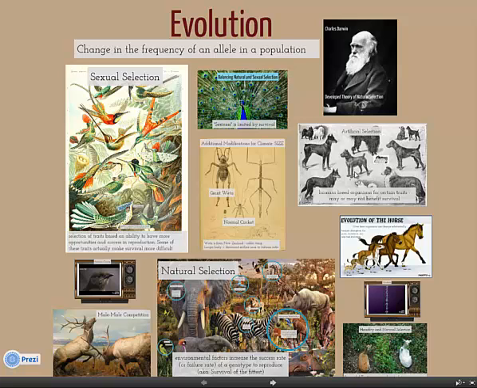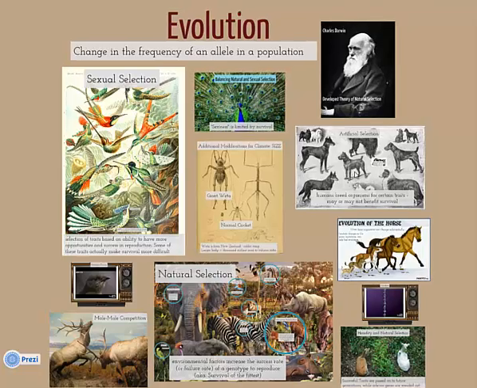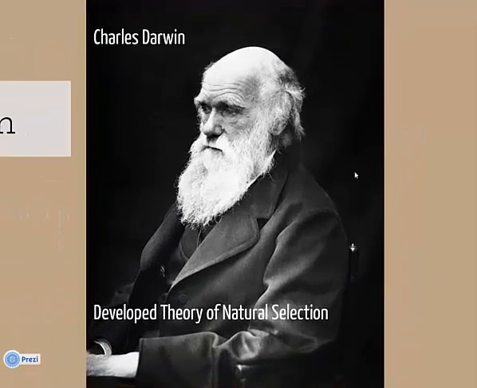So, today we're going to talk about evolution, and evolution is a change in the frequency of an allele in a population. Now, remember that an allele is a version of a gene, so it's the change in the frequency of a version of a gene in a population being present. This theory was originally developed by a scientist named Charles Darwin. And he developed the idea of natural selection and evolution as well. But natural selection is what I really want to focus on a lot today.